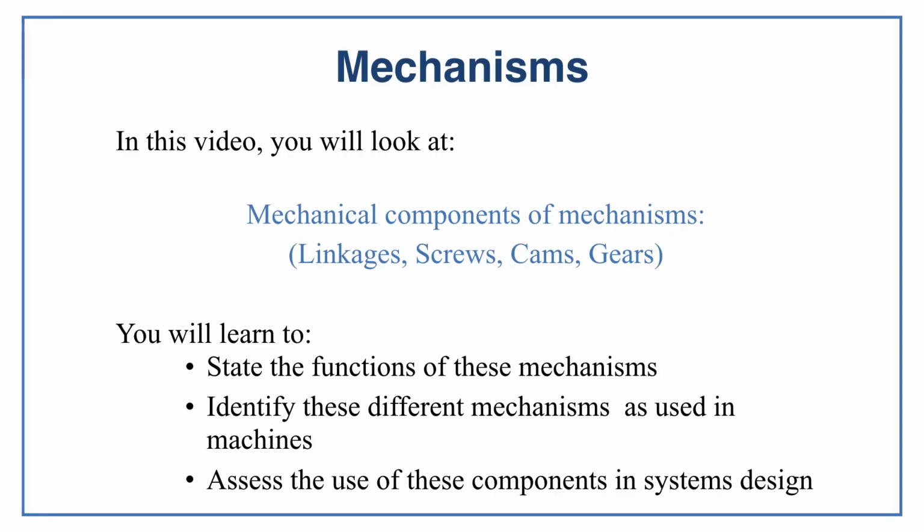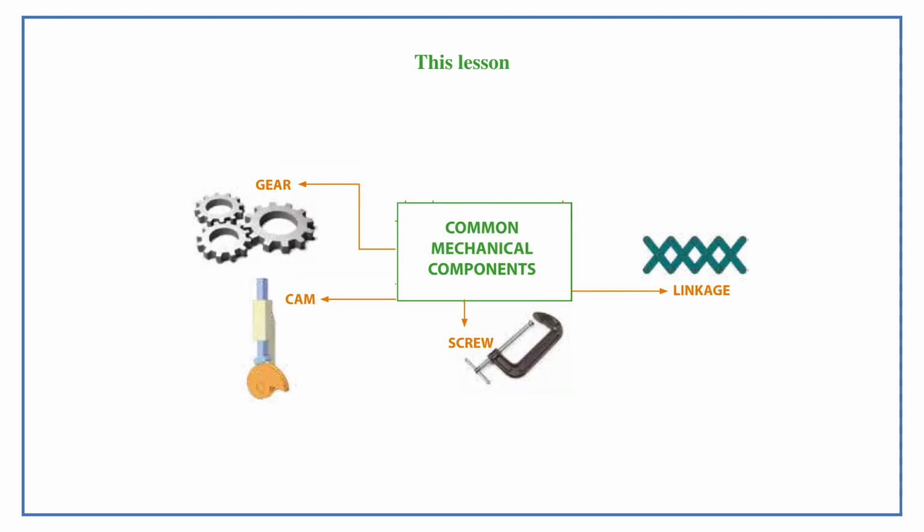In this video, you will look at mechanical components of mechanisms, namely linkages, screws, cams, and gears. You will learn to state the functions of these mechanisms, identify these mechanisms as used in machines, and assess the use of these components in systems design. In this lesson, we will have a look at linkages, the screw, the cam, and gears.